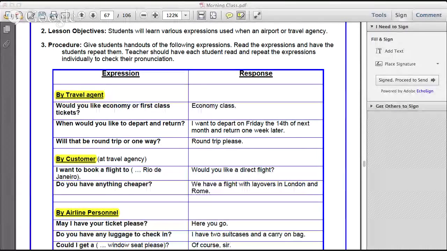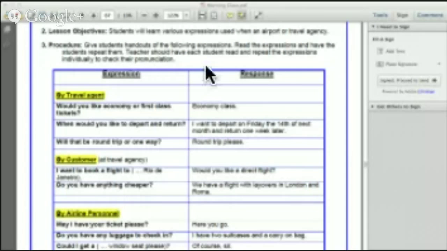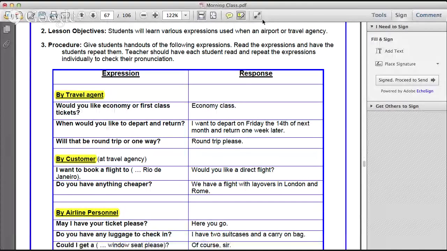Let's start with Amparo. Amparo, let me have you read our first expression and response, please. Would you like economy or first class tickets? Economy class. Okay, very good. Now, here we have economy and first class. What other classes do you know of?